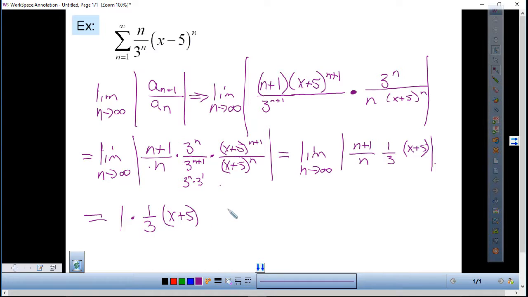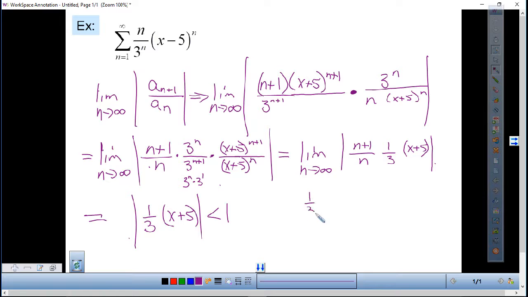Now, what do we know? Well, we know that the absolute value of this limit has to be less than 1 for this thing to converge. Now, it is possible, because we can put values in here that are going to make this overall thing less than 1. We can ignore the 1 here, but for the absolute value of 1/3 times x plus 5, there are x values that we can plug in there that are going to keep this less than 1. We need to find out what those are, though.